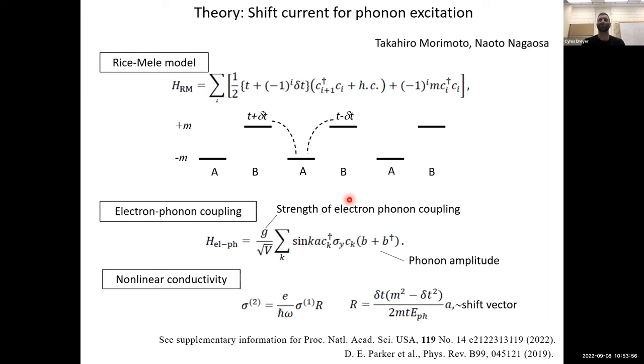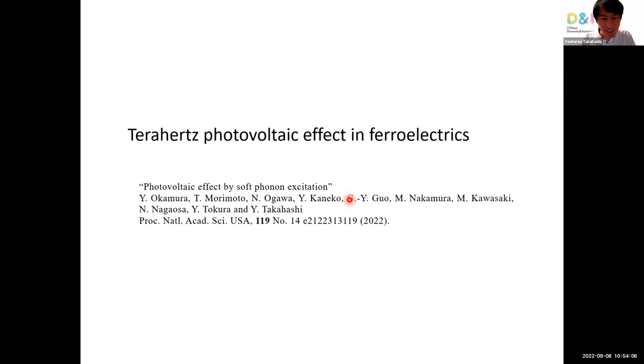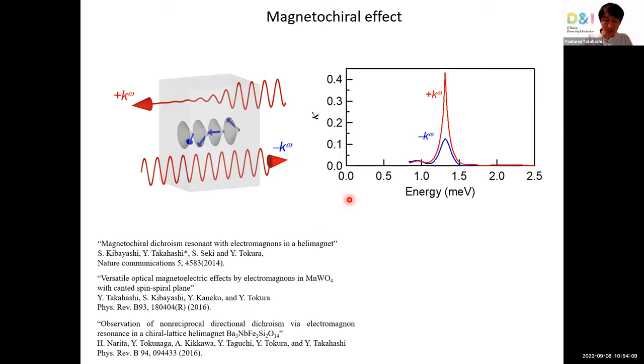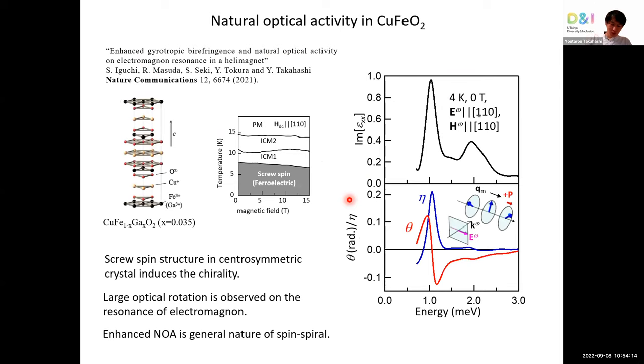Can you generate a circularly polarized terahertz light? Okay. I think this is the next target of my research. I want to generate the terahertz light by using this electromagnetic resonance. This is exactly my next target. I hope we can do that. You can generate that. Thanks.